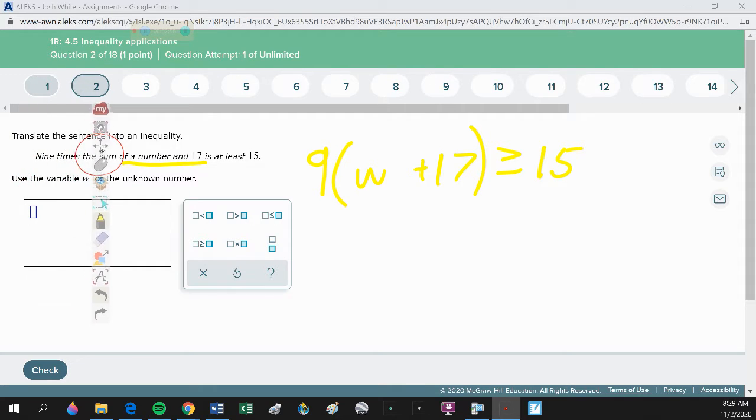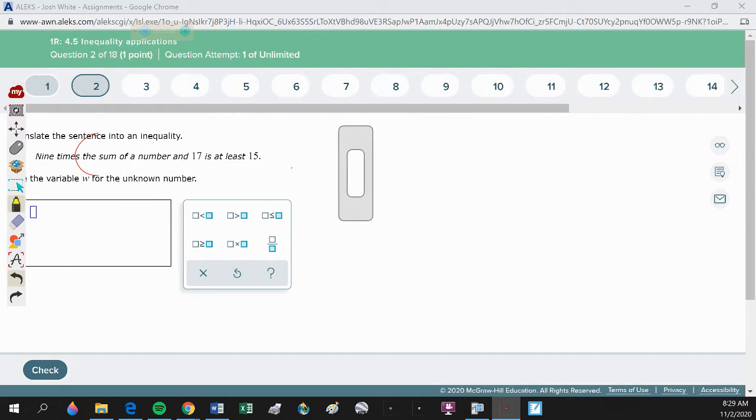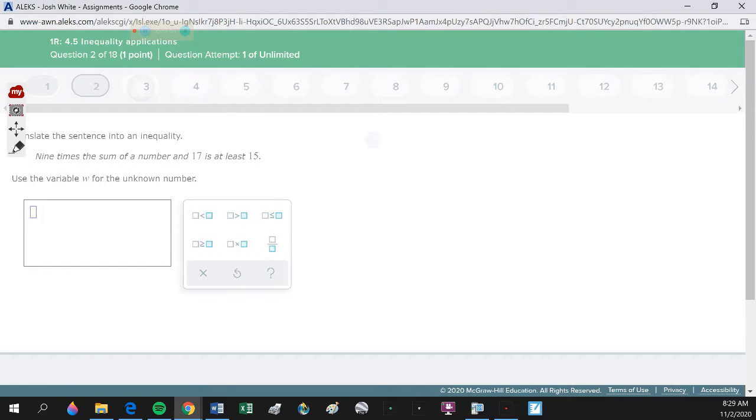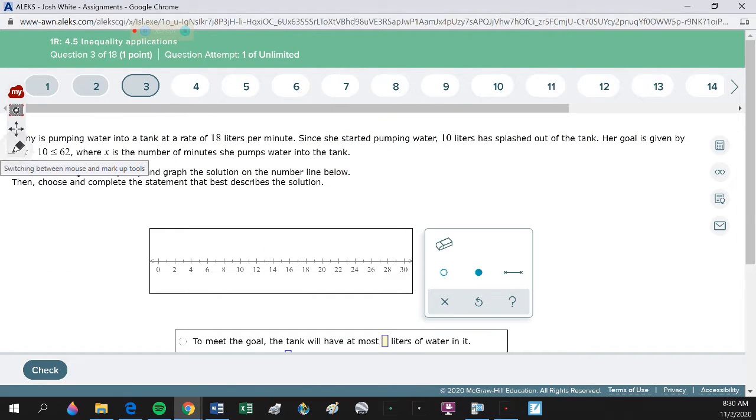Does it want us to solve? Nope. So it just wants you to type in the inequality like that. I guess it's not an equation, it's an inequality. Okay, I gotta move this out of the way.